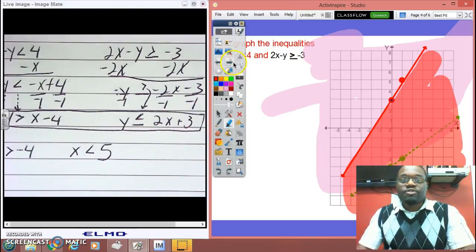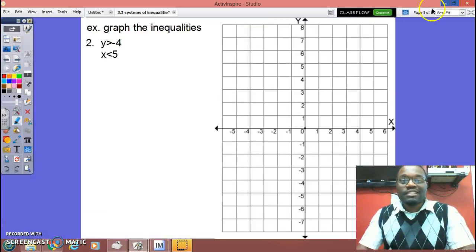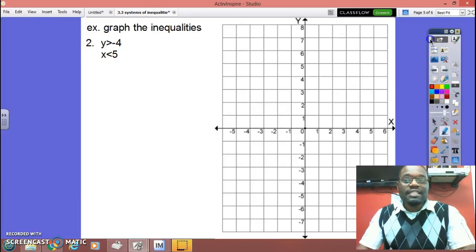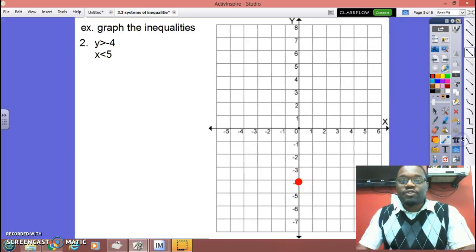Now, let's try one more. Hopefully this one will make a little bit more sense to you if that one didn't. I need to graph these two right here. Alright, in order to graph these, notice what type of lines they are. They're X only and Y only. So these are special types of lines. This one is a horizontal line. So what I do is I go to -4 here, and I get my line tool out, and it's going to be a dotted line. Why is it dotted? Because there is no equal to, and it's just going to go straight across.